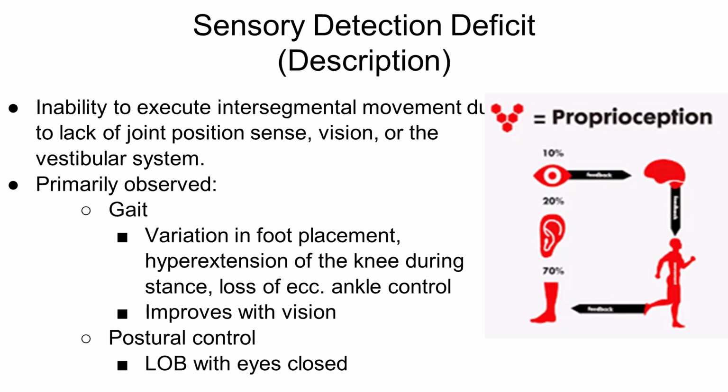The task analysis that'll give you the most information about the possibility of your patient fitting in this movement system diagnosis is going to be watching them walk. Overall, because of their lack of proprioception, they're going to have variability in their foot placement with hyperextension of the knee during stance and loss of that eccentric ankle control. You should note that this problem with foot placement is going to improve with vision.